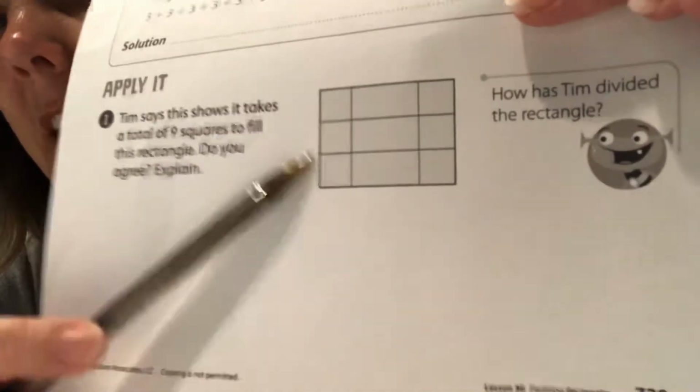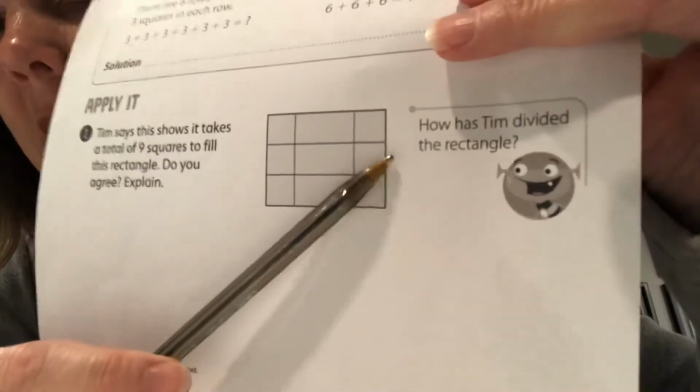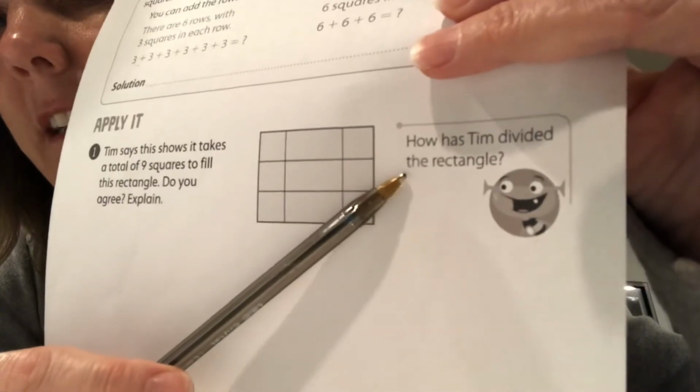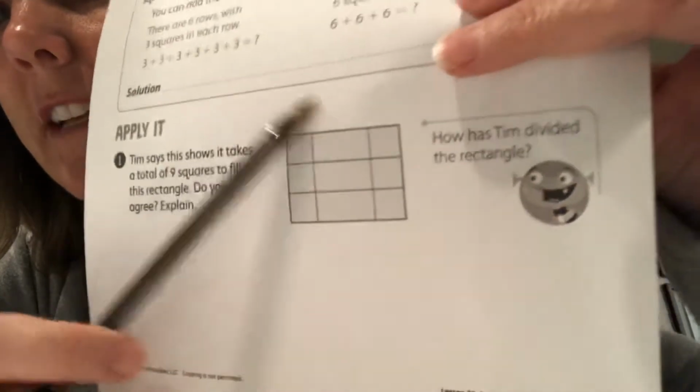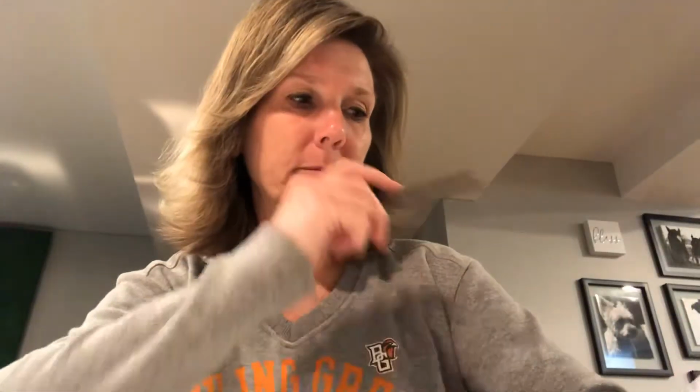And that will be your solution or your answer. All right, so let's go on to number 1. It says apply it. So here's what Tim did. I already see a problem, do you? And this little guy over here says, how has Tim divided the rectangle? So take a look. I hope you see the problem right away.